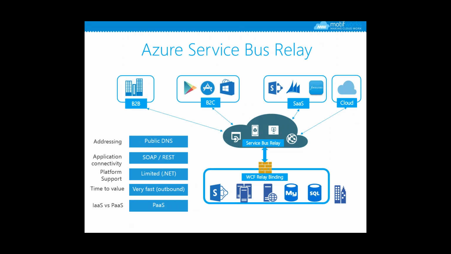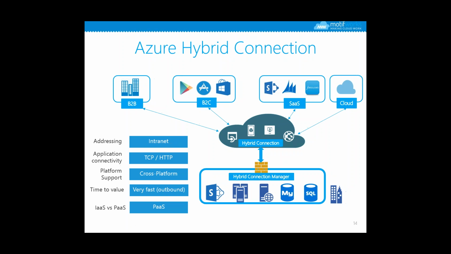your on-premise data sources. Unlike that, it relies on very fast outbound connections, and this is one advantage of Service Bus Relay, where you don't need to open any inbound connections in your corporate firewall. It's a very path-based solution. However, it is limited to the .NET framework, and that is where hybrid connections help us.